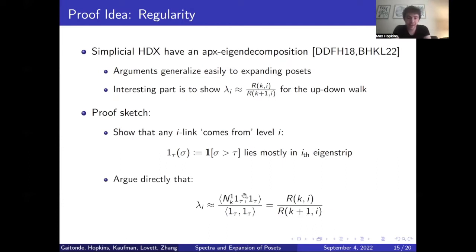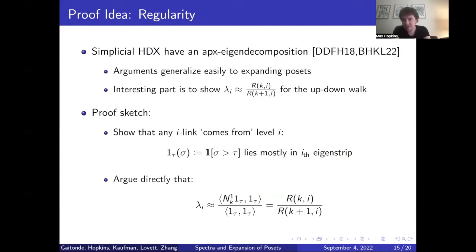We'll argue that if this function is mostly in the ith eigenstrip, then its Rayleigh quotient with the walk in question is about the eigenvalue. And then we can make a direct combinatorial argument about this Rayleigh quotient to prove that it's exactly this regularity parameter, that it's Rki over Rk plus 1i.